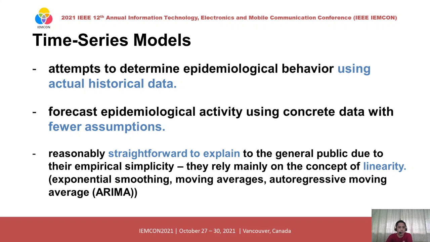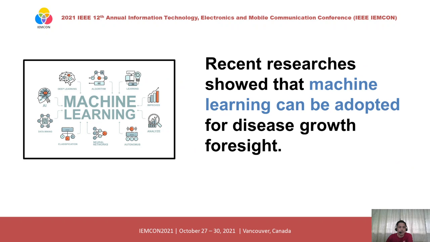Time series models attempt to determine epidemiological behavior using actual historical data, forecasting epidemiological activities using concrete data with fewer assumptions. They are reasonably straightforward to explain to the general public due to their simplicity, but they mainly rely on the concept of linearity. Examples are exponential smoothing, moving averages, and ARIMA.